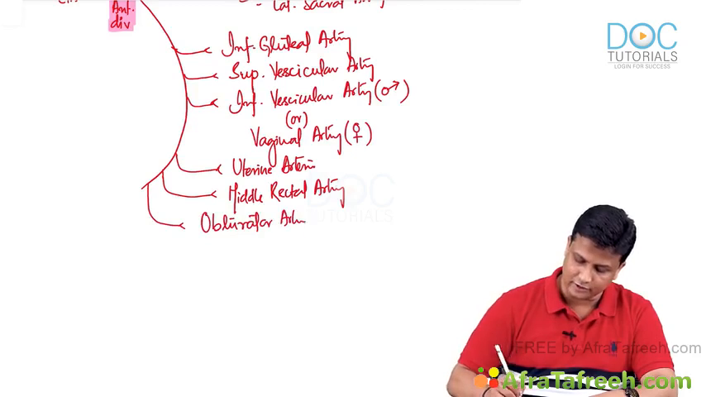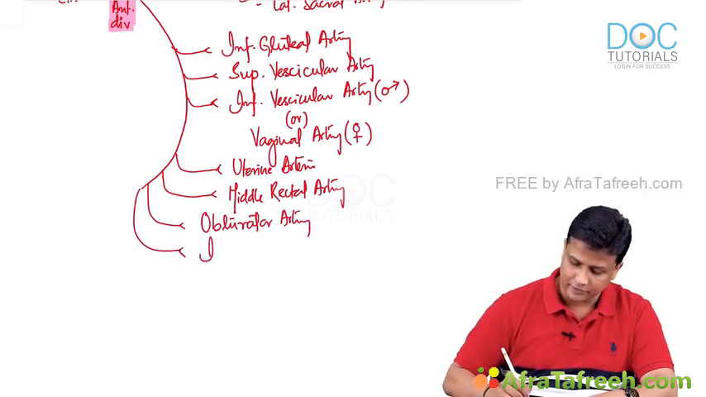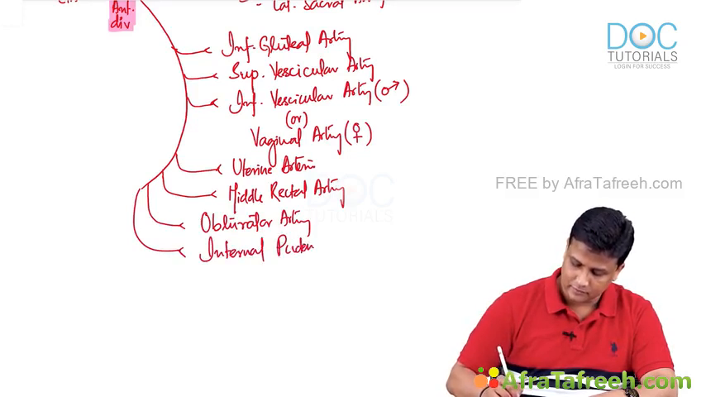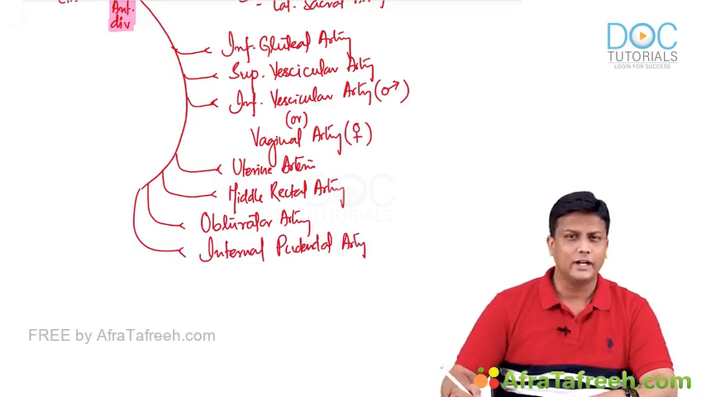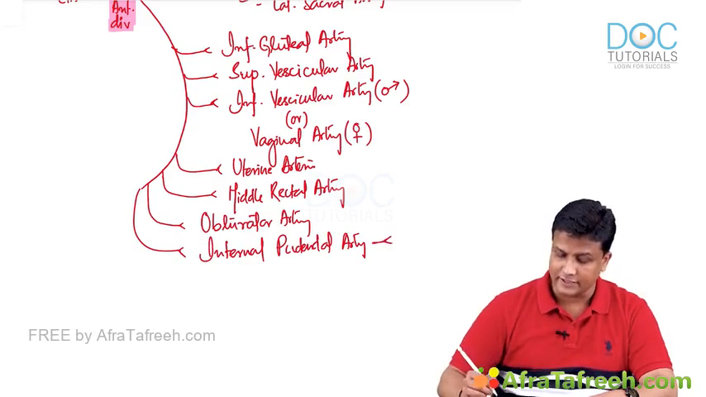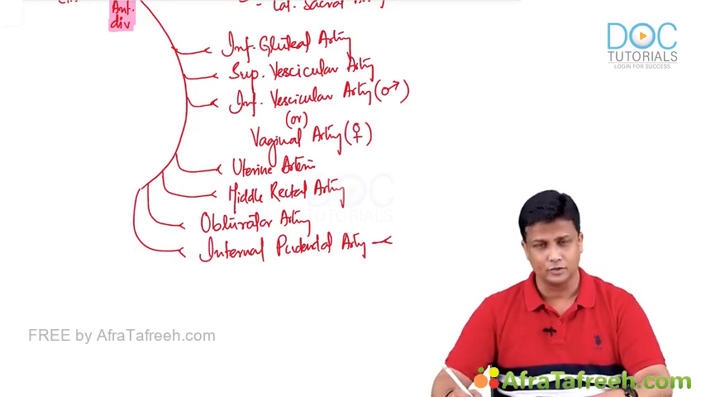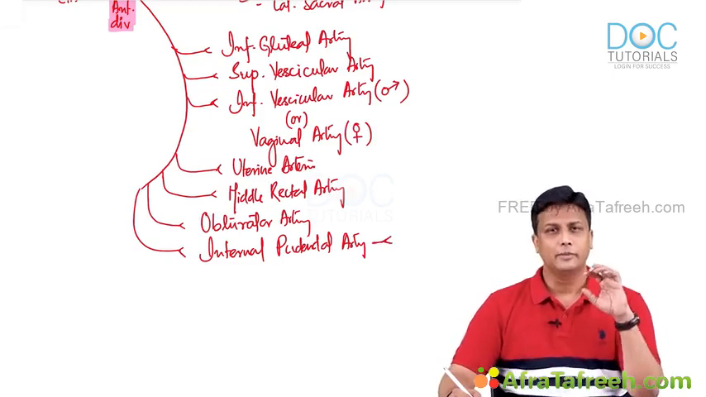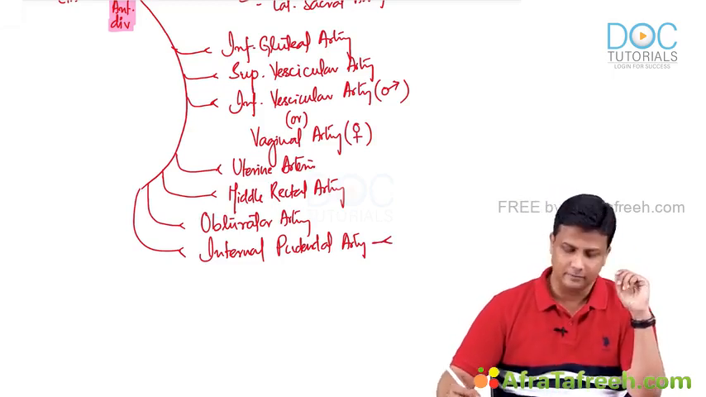Just add two more here, sir: obturator artery. And then the last and final one will be the internal pudendal artery. I think we have already discussed the internal pudendal artery. This is the one which will be further giving the inferior rectal artery. So when it comes to rectum, you have to remember about the superior rectal, middle rectal and inferior rectal.